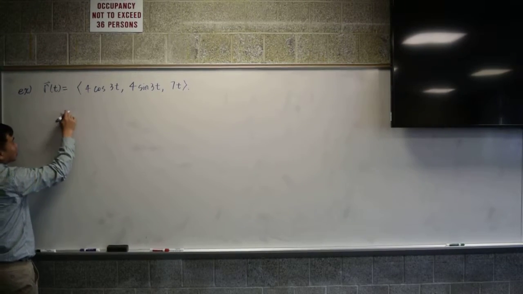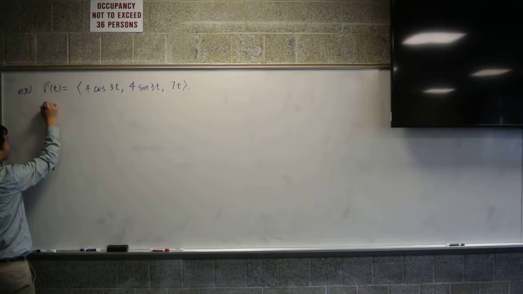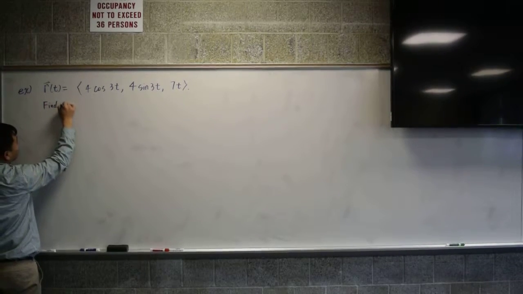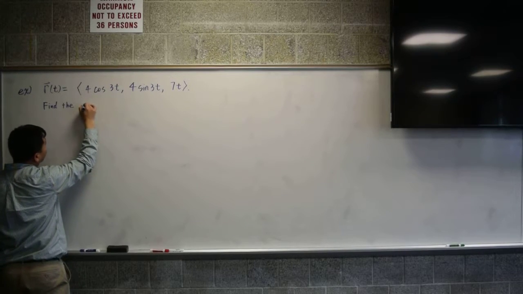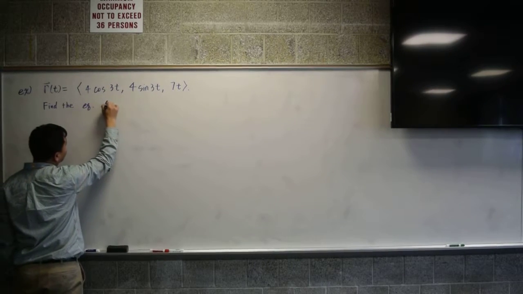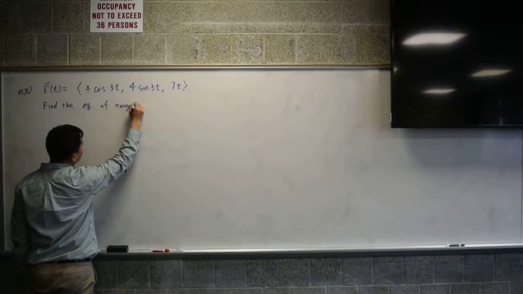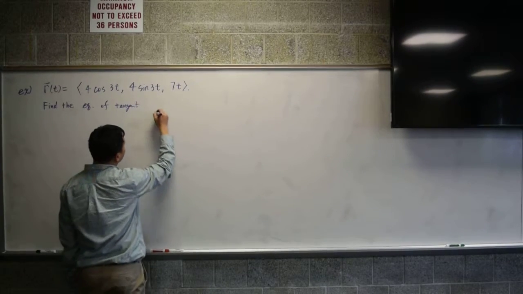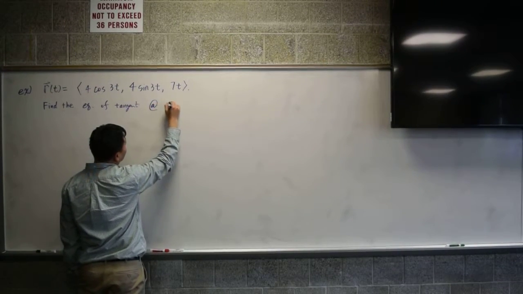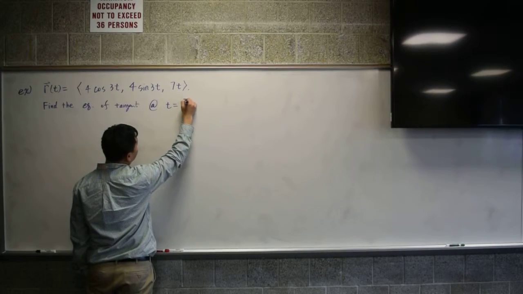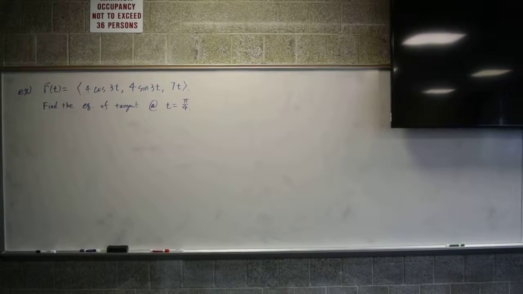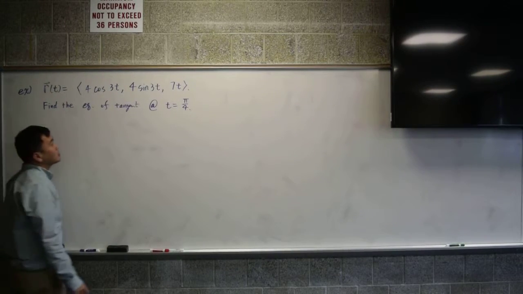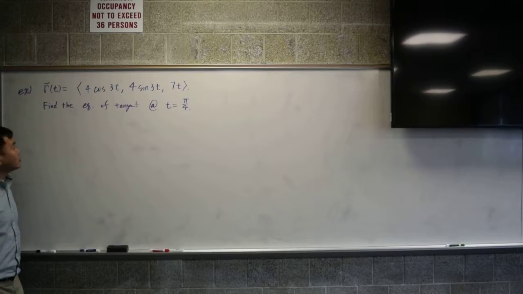So my question is, find the equation of the tangent at t equals pi over 4. All right, so what is this about?